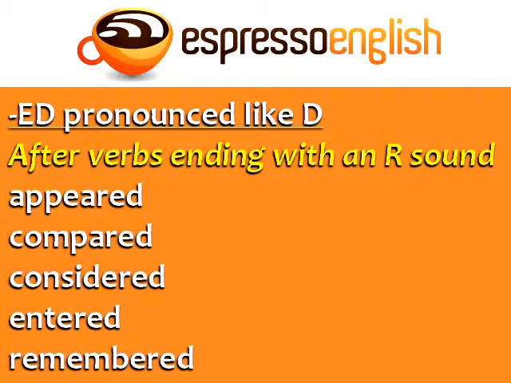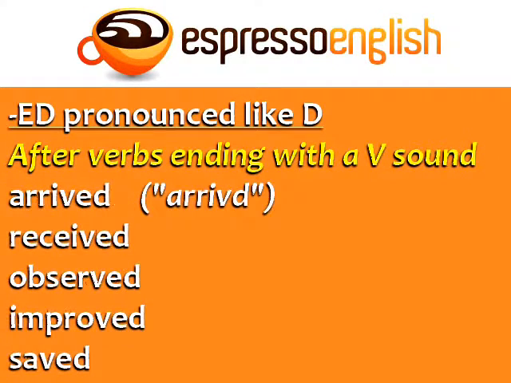Ed is pronounced like D with no extra syllable after verbs ending with an R sound. Appeared, compared, considered, entered, remembered. It's also pronounced like D after verbs ending with a V sound. Arrived, received, observed, improved, saved.